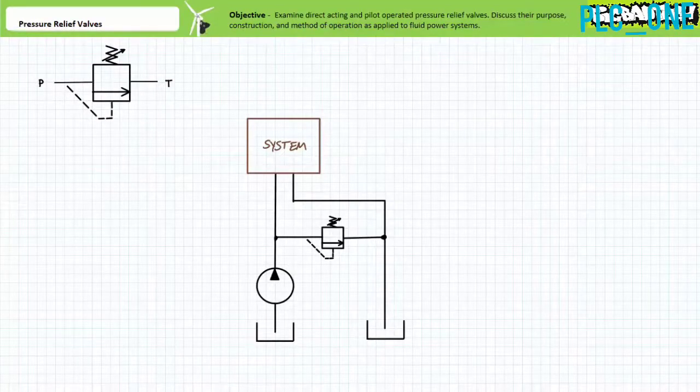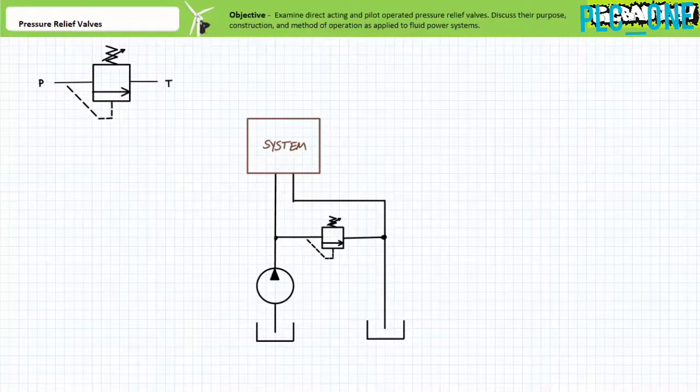The P port on a pressure relief valve is ordinarily routed to a system under pressure, typically right next to the pump. The T port on a pressure relief valve is ordinarily routed to the tank or reservoir. Alternatively, these are also known as the primary and secondary ports of the pressure relief valve.